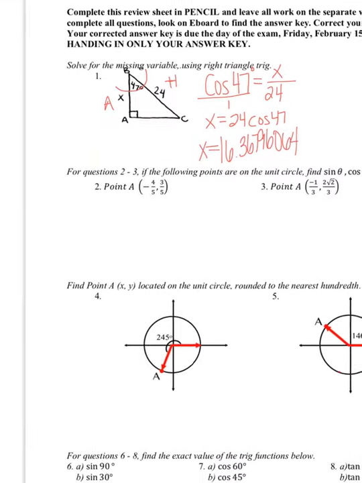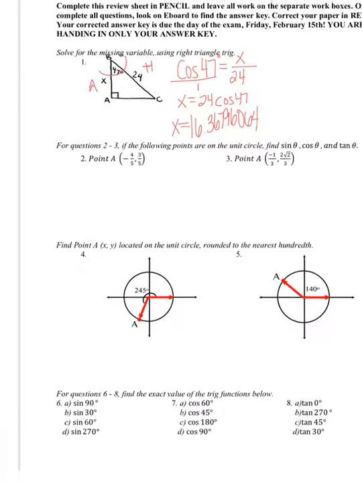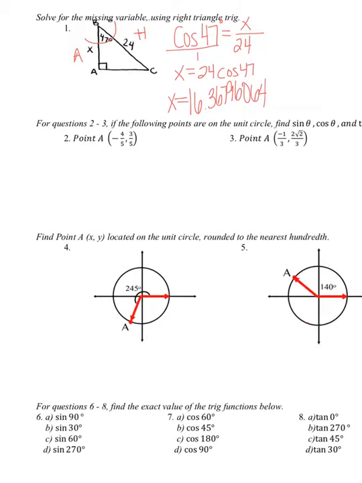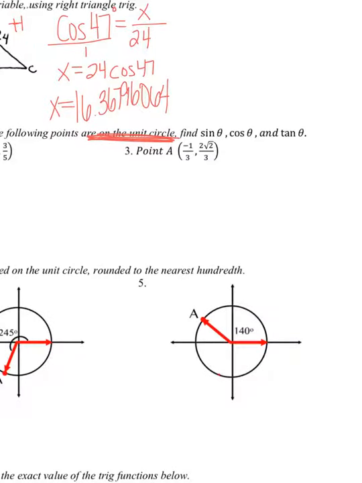Okay, for number 2 and 3. If the following points are on the unit circle, the points are on the unit circle. Whenever you see on the unit circle, you have those 3 rules. Those 3 rules are that the sine of theta is equal to the y value. The cosine of theta is equal to the x value. And the tangent is sine over cosine, or y over x.